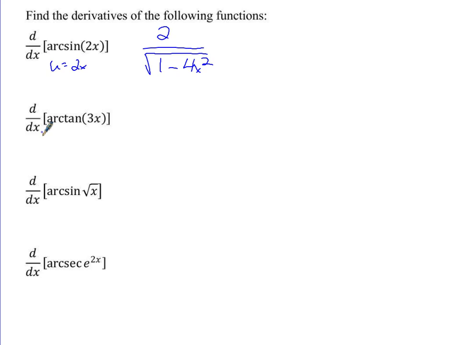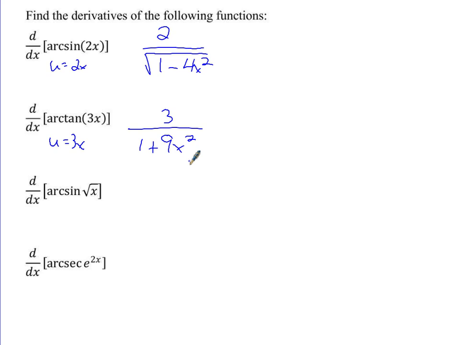All right, the next one. Okay, and we're using arctangent this time. U prime on top divided by 1 plus 9x squared, u squared. And that's your derivative.